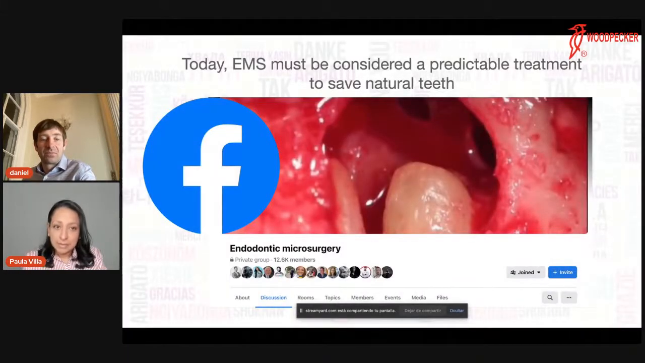Yeah. Today, endodontic microsurgery must be considered a predictable endodontic treatment to save natural teeth. I think it needs to be considered an endodontic treatment.